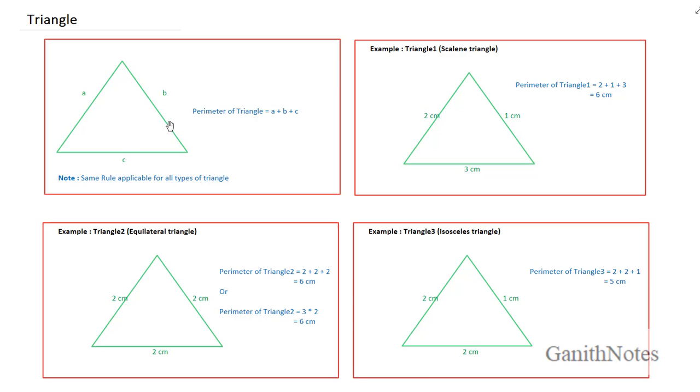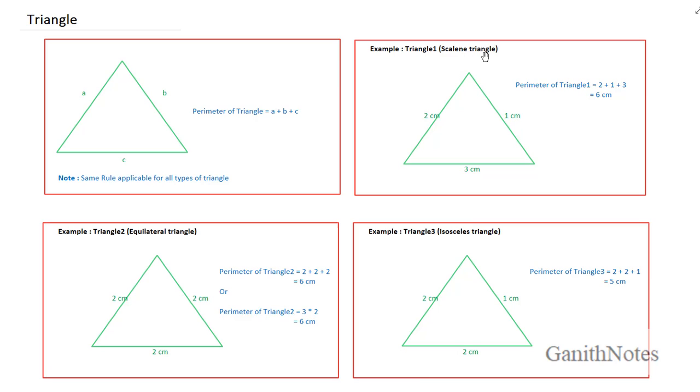In order to find the perimeter of this triangle, we have to add up the lengths of each of its sides, so the perimeter of a triangle is equal to A plus B plus C. Let's look at some examples. We have different types of triangles.